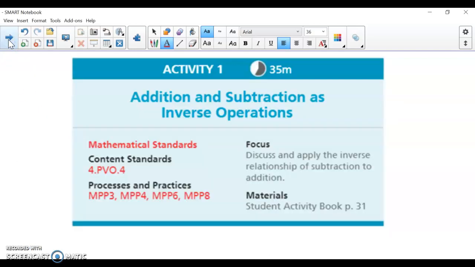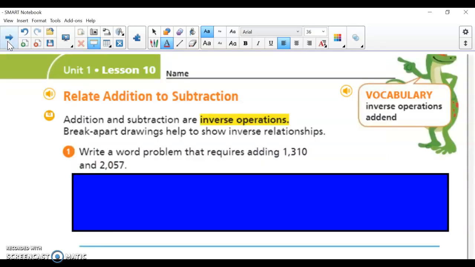So let's start with some of that key vocabulary. And so the very first one is the phrase inverse operations. Okay, so addition and subtraction are inverse operations. We're going to start drawing some break apart drawings or math mountains to show those relationships.